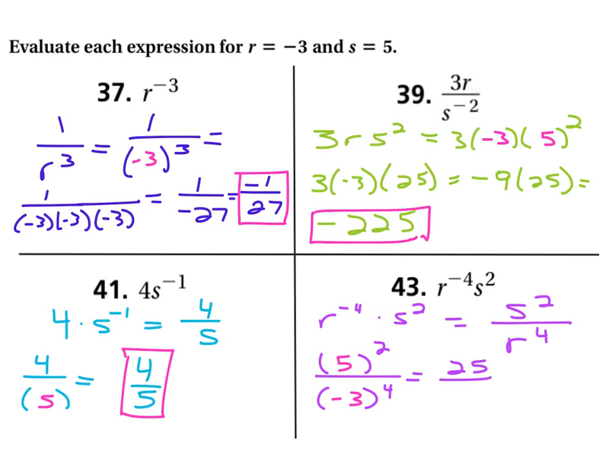5 squared is 25. Negative 3, I'm going to write this down at the bottom so you can just imagine and see it. That's negative 3 times negative 3 times negative 3 times negative 3. And because we can do these in any order, the commutative property of multiplication really allows us to say, let's do negative 3 times negative 3, positive 9, and negative 3 times negative 3, positive 9. 9 times 9 is 81.